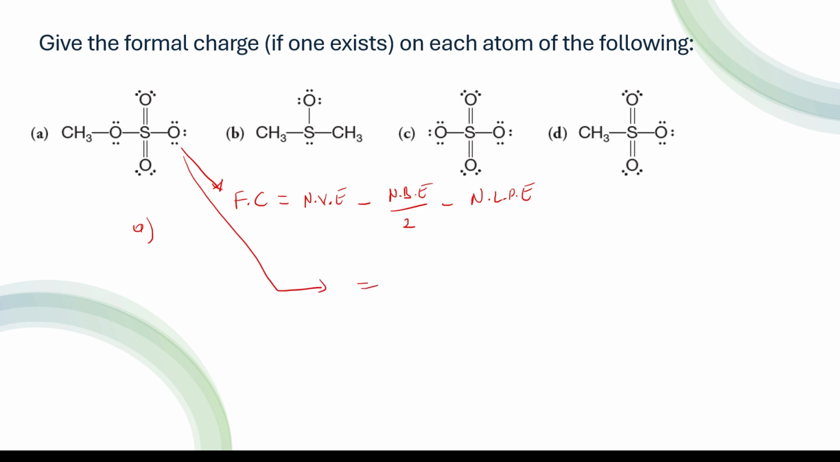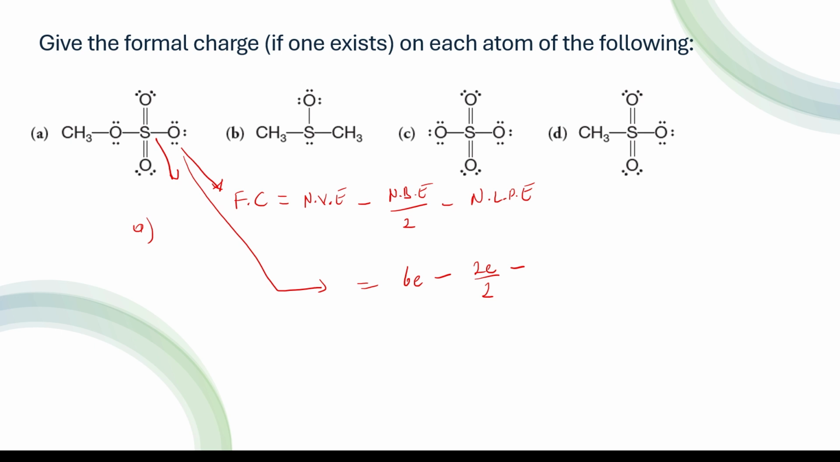The number of valence electrons in the neutral state for oxygen is 6, because oxygen is in group 6A of the periodic table and it has 6 valence electrons, minus the number of bonding electrons. Let's look at this oxygen. It has one single bond, and in one single bond we have 2 electrons, and we have to divide this by 2, minus the number of lone pair electrons.